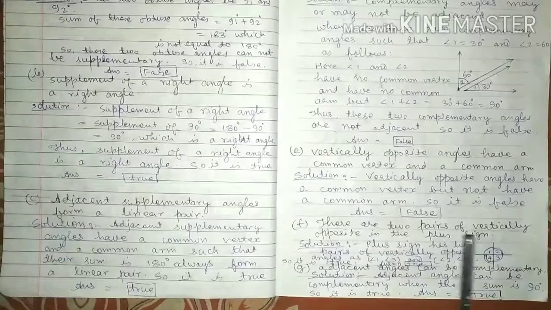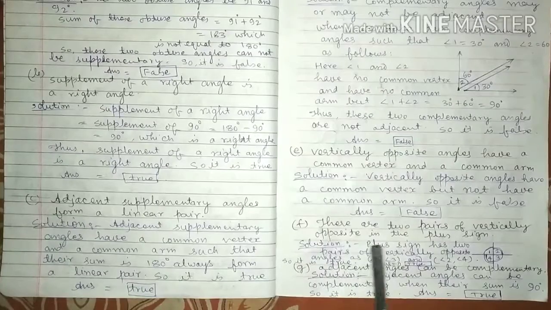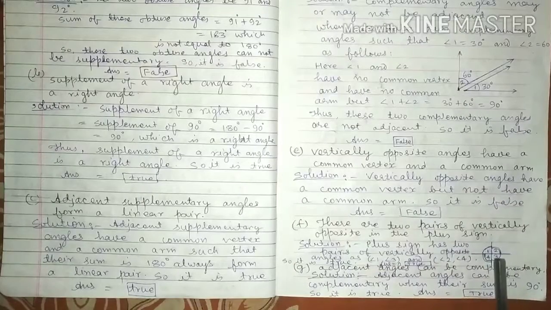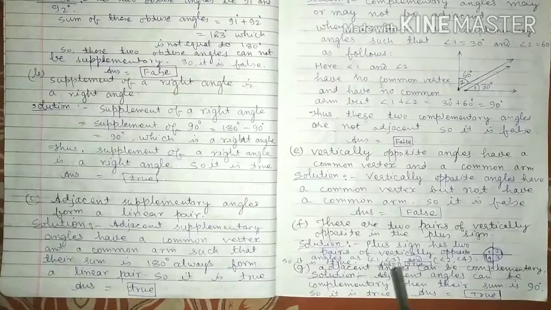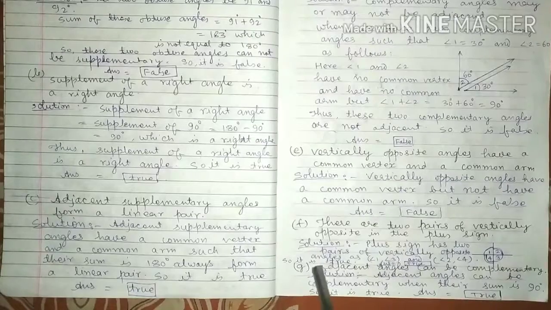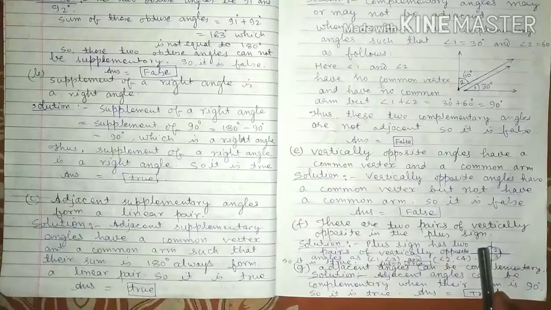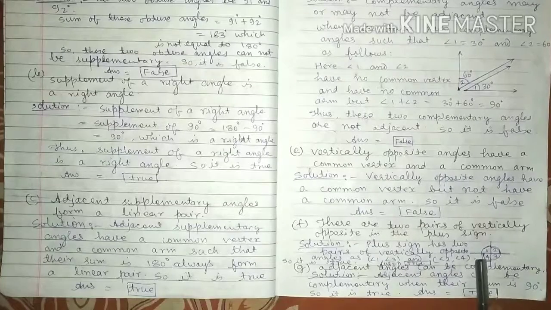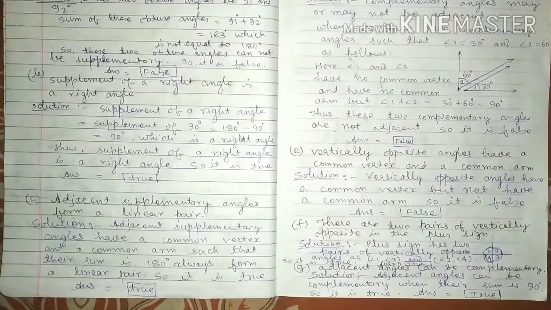Now question number F. There are two pairs of vertically opposite angles in the plus sign. For the solution of this question, we write this is a plus sign. So the plus sign has two pairs of vertically opposite angles: angle 1 and angle 3. Second pair is angle 2 and angle 4. So it is true. Answer is true.